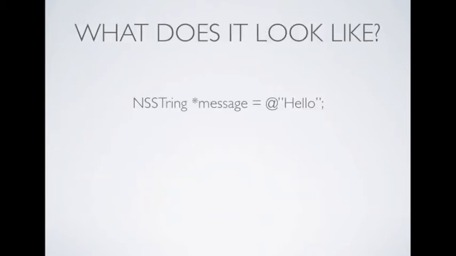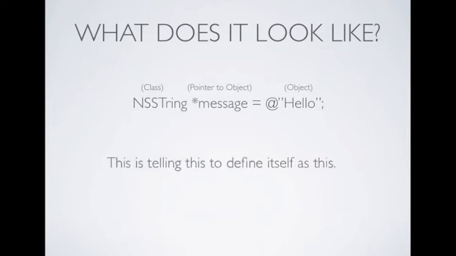So what does it look like? I have a few things here. This is a statement, and I'll talk about that in a minute. Right here we have the class. It is an NSString. This is the pointer to the object, and this is the object. So what does that mean? This is telling this to define itself as this, but don't worry, I have some arrows. So the class is telling the pointer to the object to define itself as the object.